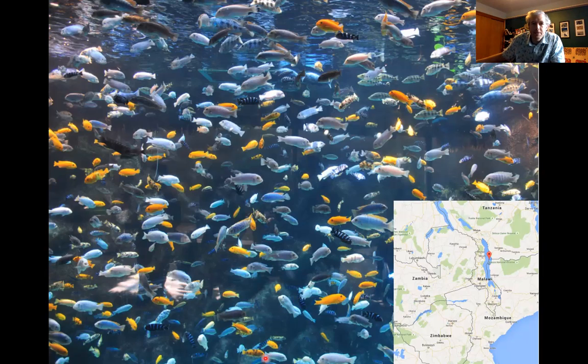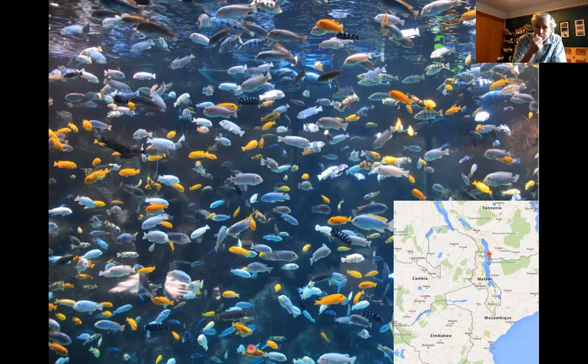But let's have a look at this image here. Yes, we see lots of different species. We see these yellow ones, these sort of light blue ones, these dark blue ones, these stripy ones, these white ones. We see a whole bunch of different species.